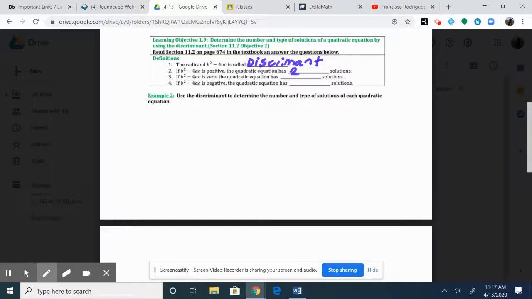A discriminant that is equal to 0 is going to have one solution, and a negative discriminant is going to have no solutions. And actually, the solutions are going to be imaginary. We'll make sure, once we get into solving with the quadratic formula, this will make a little bit more sense.